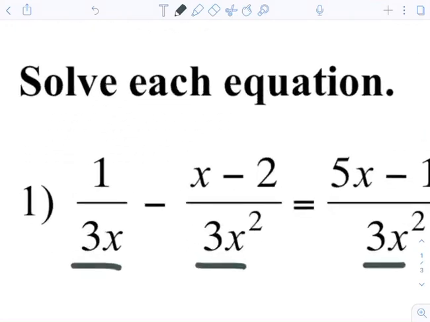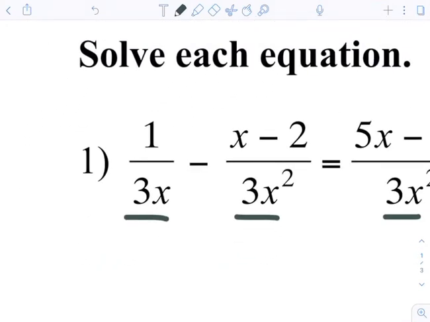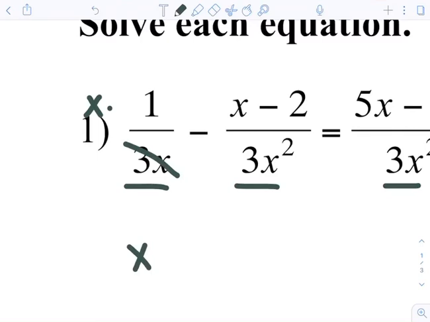So when I say cancel the denominators by multiplying each numerator by what the denominator is missing from the common denominator, if I wanted to make this a 3x squared, the common denominator, what do you have to multiply that by? Well, I need to multiply it by x. Instead of multiplying the top and bottom by that, I'm just going to multiply the numerator by x and get rid of the denominator. So that's just going to become 1 times x, which is x.